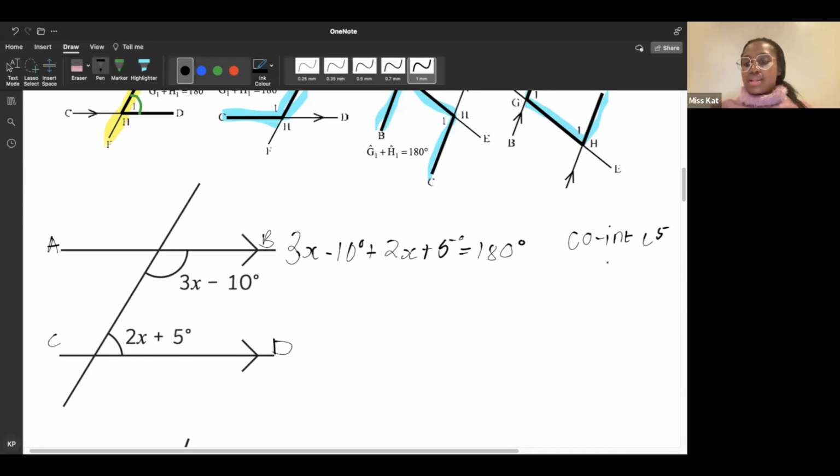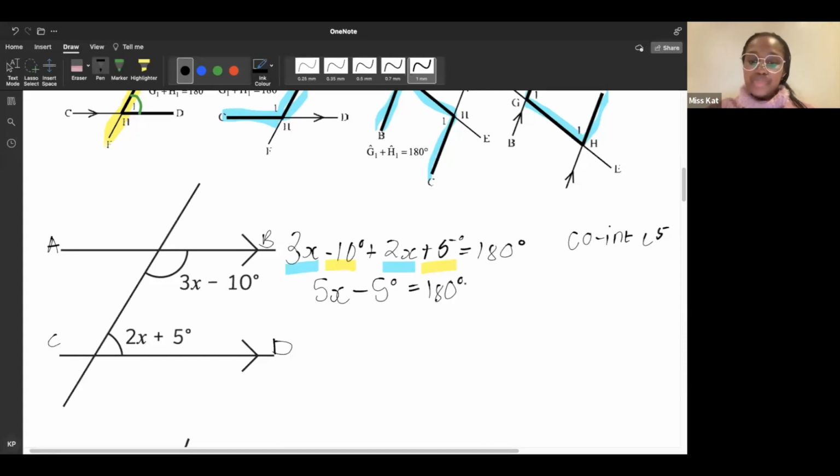Okay, parallel lines. So ma'am, what we'll do is we'll say 3x plus 2x equals 10 minus 5. Okay, wait. So we're adding like terms, right? Yes, ma'am. So what's 3x plus 2x? 5x, ma'am. There we go. So 5x. Then what's negative 10 plus 5? That would be negative 5. There we go. Equals 180.